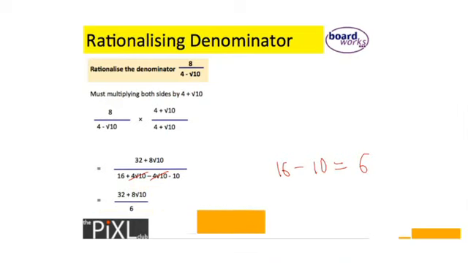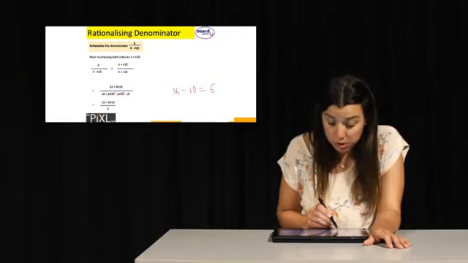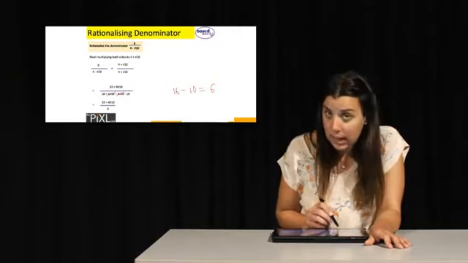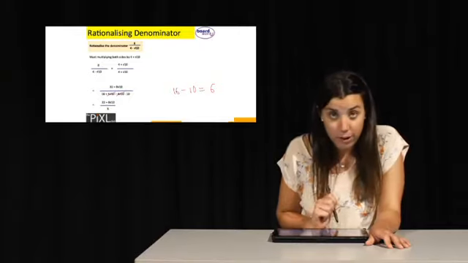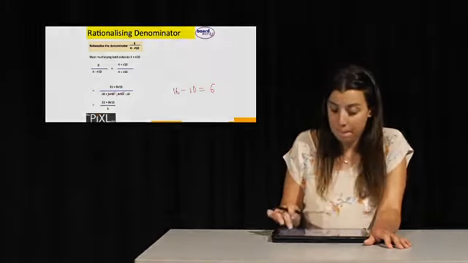So if we look at the simplified form of that, we have 32, add 8 root 10, all divided by 6. The denominator is now 6, therefore it's been rationalised, there is no surd there, and our numerator cannot be simplified any further. So that's your final answer for rationalising the denominator.